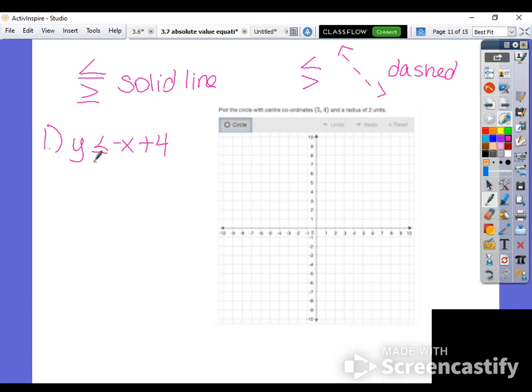Okay, to start, we have this inequality. We're going to graph it. It's in slope-intercept form. So we start with 4. That's our y-intercept. Slope tells me to go down 1 over 1. And then since it has an equal to sign under it, it's going to be a solid line.